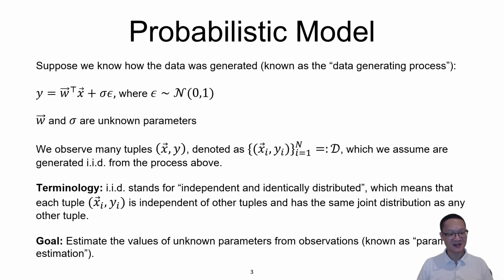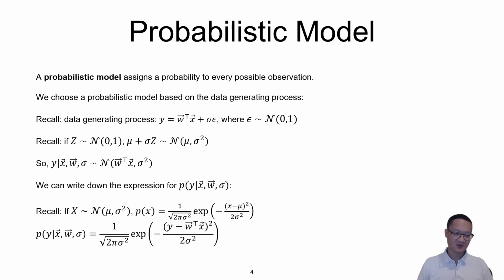Seeing this data, we're assuming that it's generated from this model in an IID way. IID means independent and identically distributed. That means that each data point is independent of all of the other data points, and they also have the same distribution as all of the other data points. So given our model and the data that we're seeing, we would like to estimate w, the unknown parameters. Sigma is also an unknown parameter, but we don't really care that much about it. So we'll get to that in a bit.